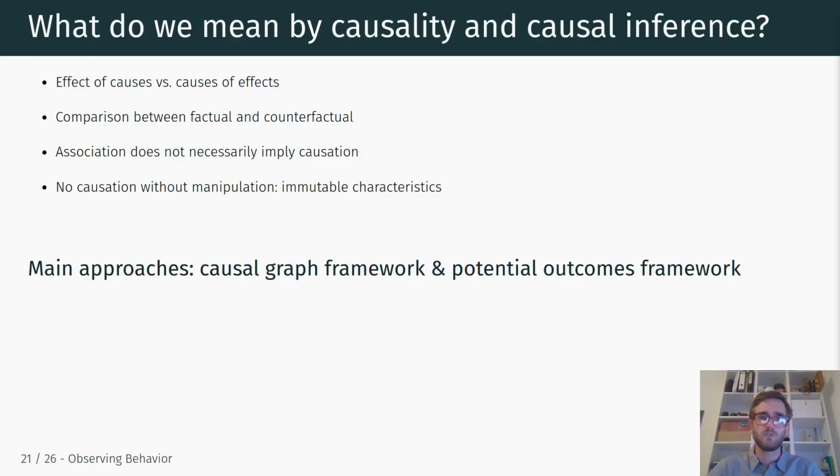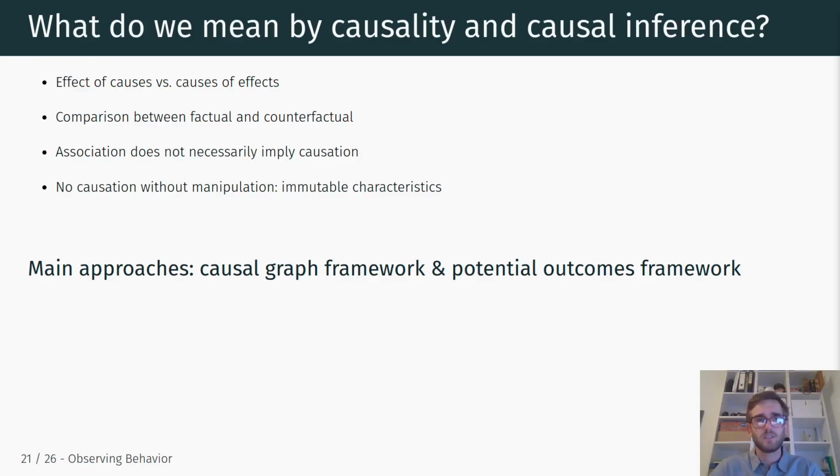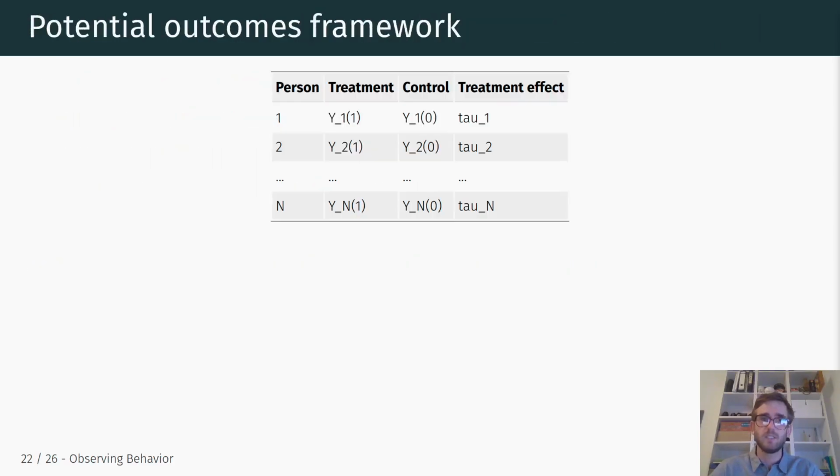There are two main approaches to characterize and conceptualize causal inference. One is the causal graph framework, and the other one is the potential outcomes framework. And in this video, I'm going to just focus on the potential outcomes framework. So as I mentioned, causal inference is ultimately based on a comparison between a factual and a counterfactual outcome, depending on some treatment assignment. So the potential outcomes framework basically provides us with a framework to characterize these differences between counterfactuals in a systematic way.